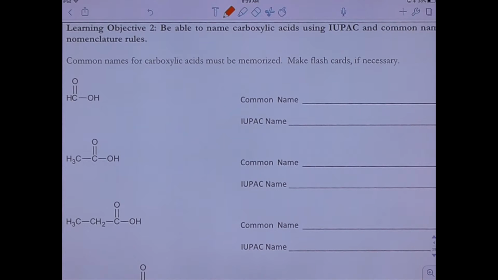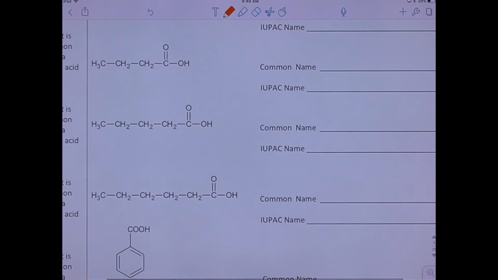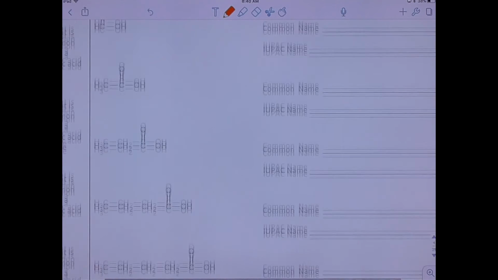The common name for any of these compounds is based on the common name for the carboxylic acid. And so you're going to have to just memorize these. When you get into biochemistry and you start getting carboxylic acids with even longer carbon chains, you're going to be also memorizing the common names for those, and that will be stearic acid, linoleic acid, linolenic acid, and all of those. But for organic chemistry, we're just going up to 6 carbons.